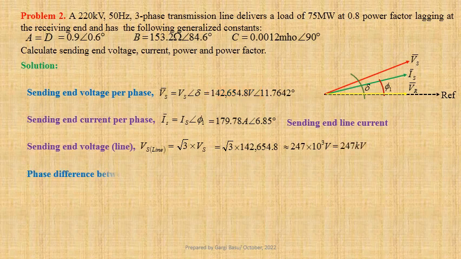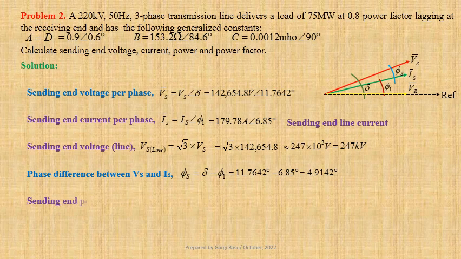Phase difference between Vs and Is, phi s equals delta minus phi 1. Using values we get 11.7642 degree minus 6.85 degree. That gives us 4.9142 degree. Let us now calculate sending end power factor. Cos phi s equals cos of 4.9142 degree, that is equal to 0.9963 lagging.